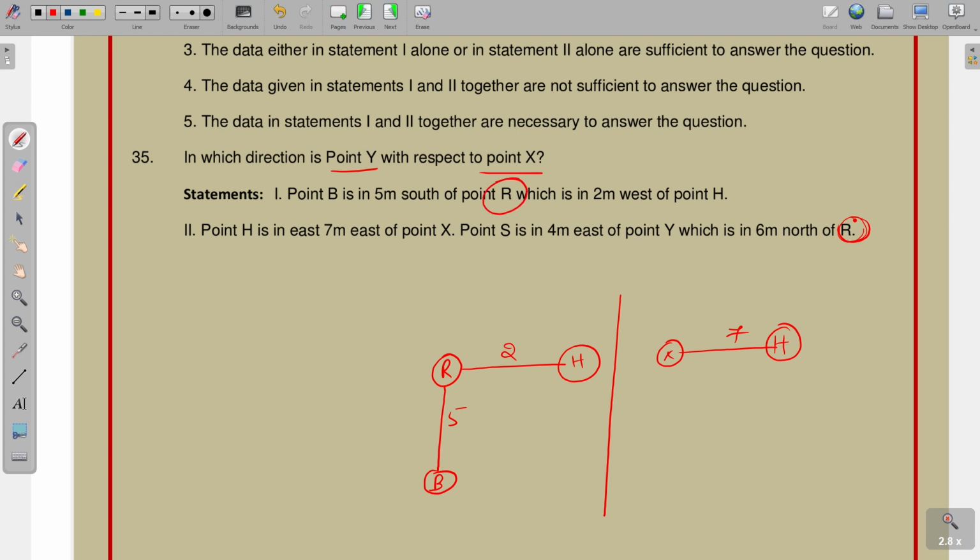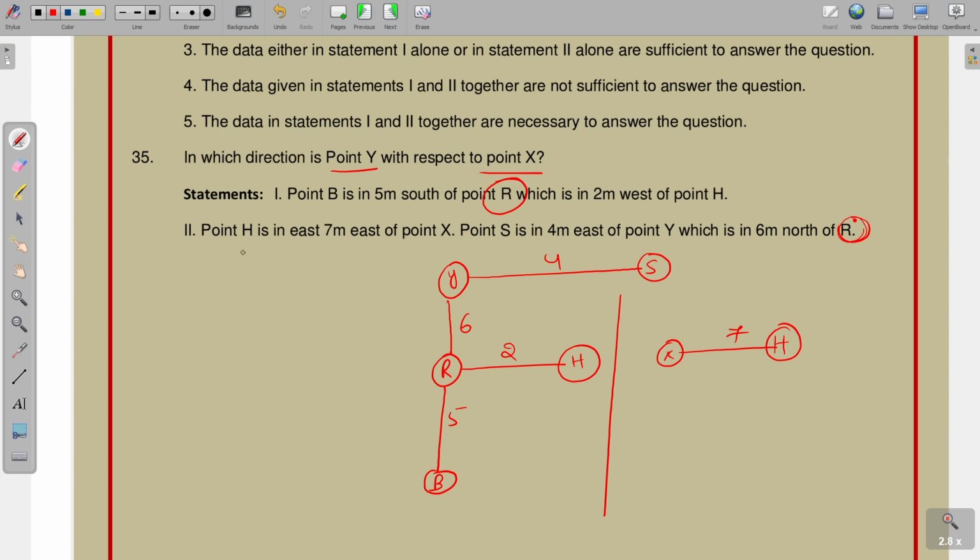Suppose if we add both, starting from R, point S is 4 meters to the east of Y, which is 6 meters to the north of R. From R, Y is 6 meters to the north of R. S is 4 meters to the east of Y.